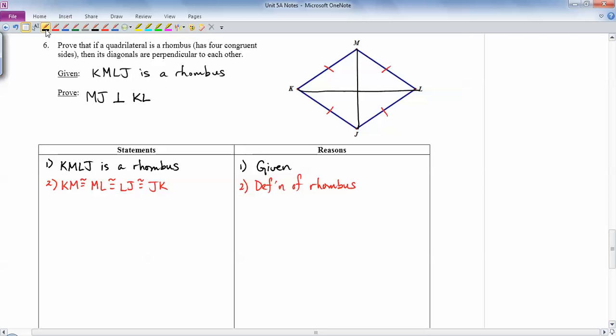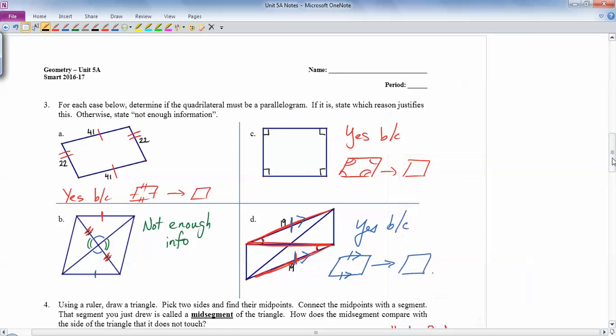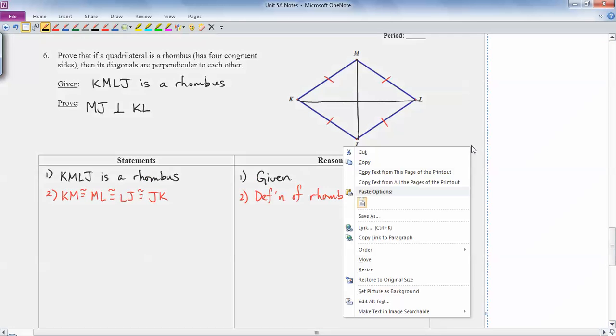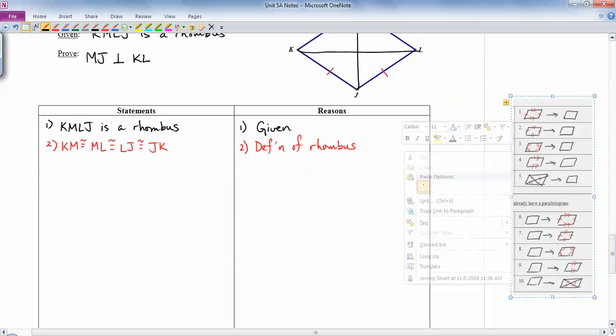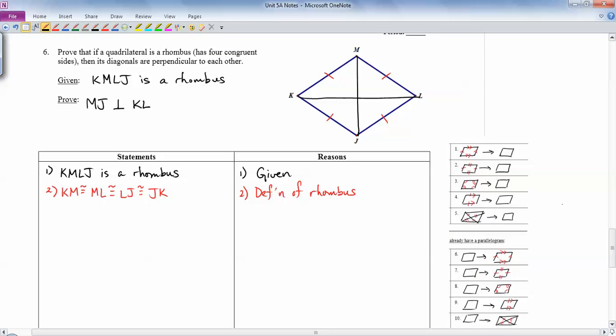Okay. Let me come back up here, and I'm going to bring this down too. So cut that, and we'll paste it down here. Now, I don't expect you guys to necessarily come up with these on your own, but the next step is, one of the things we can say is, this is enough to say that KMLJ is a parallelogram, right? Well, it's a parallelogram because of one of these reasons.